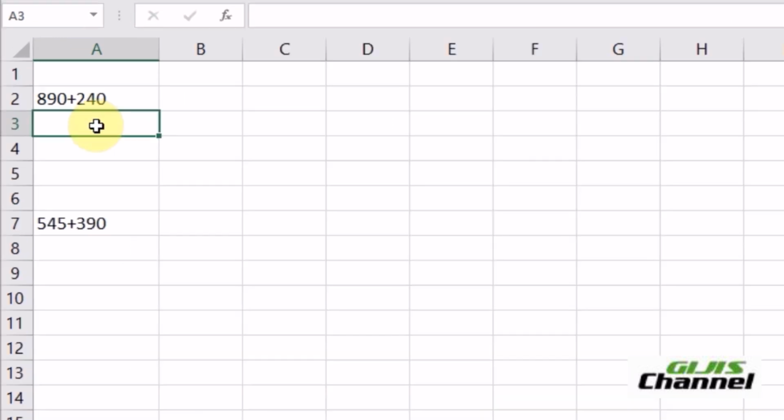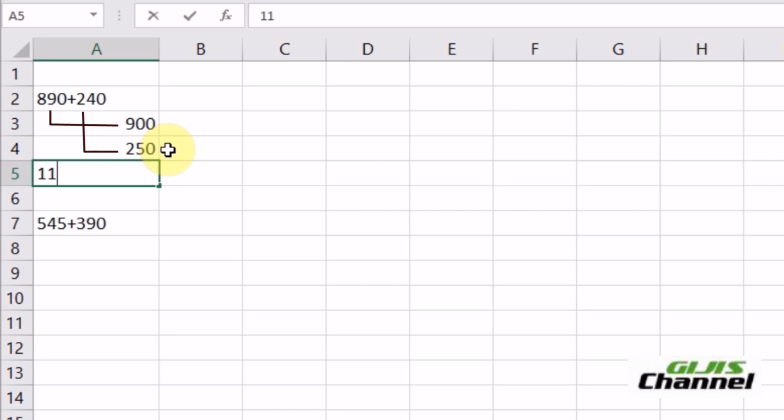Let's see how we can add big numbers. So here I have 890 plus 240. The first thing we can do here is round up. So 890 we can round up to 900, and 240 we can round up to 250. Now we know the answer. 900 plus 250, so that's 1150. 1150. So that is not the final answer.